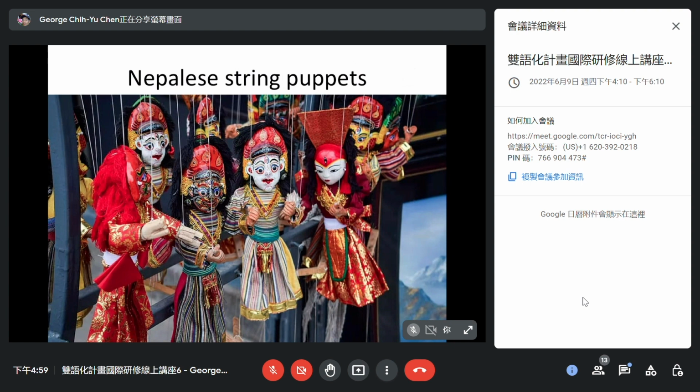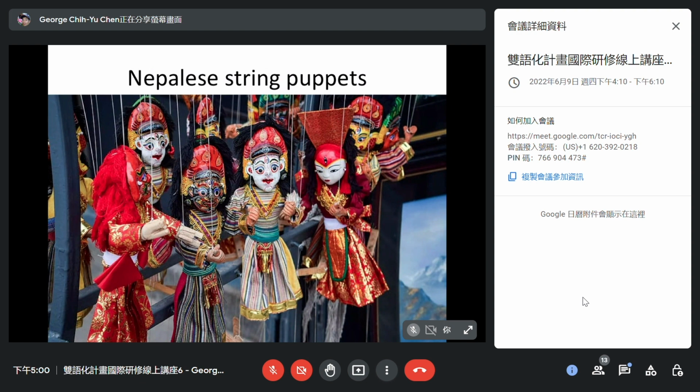Nepal means 尼泊尔, and Nepal geographically 地理上 is sandwiched, 被夹在 between China and India, but Nepalese are heavily influenced by Indian traditions. And here we will look at Nepalese string puppets. String 就是线, puppet 就是那个布偶. The Nepalese string puppets are called putali, and they are the best known puppets in Nepal.